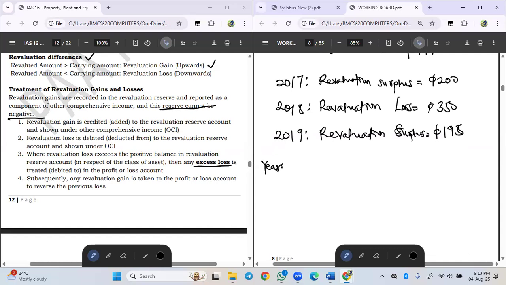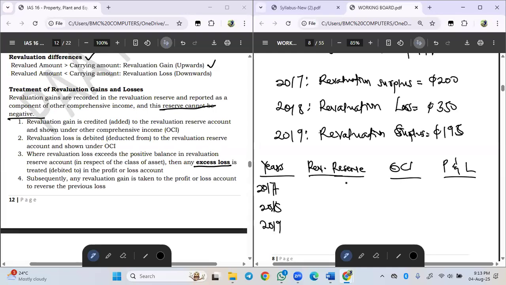So you have your years here. You have your revaluation reserve. We have OCI. We have what? P&L. So the years, we have 2017. You have 2018, and you have what? 2019. Now in 2017, you got a revaluation surplus or revaluation gain.